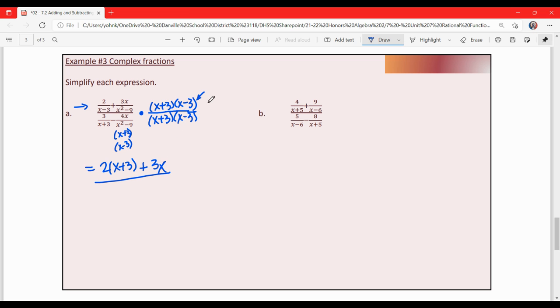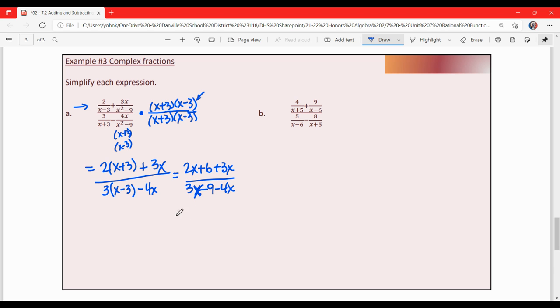Then on the bottom, the first thing I have is a 3 on top. Now this x plus 3 is going to cancel with this x plus 3, and I have an x minus 3 left over. Then this x squared minus 9 is going to cancel that x squared minus 9, so I just have a minus 4x. All right, so this is going to give us 2x plus 6 plus 3x. And on the bottom, 3x minus 9 minus 4x.